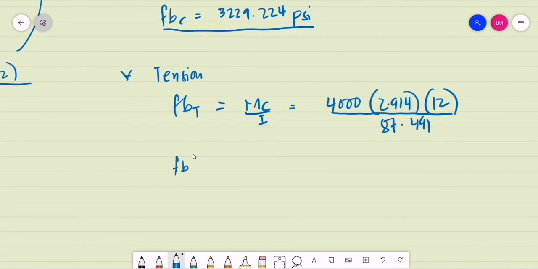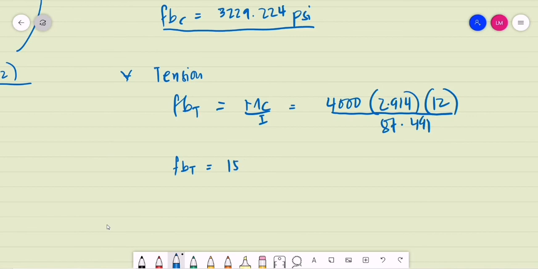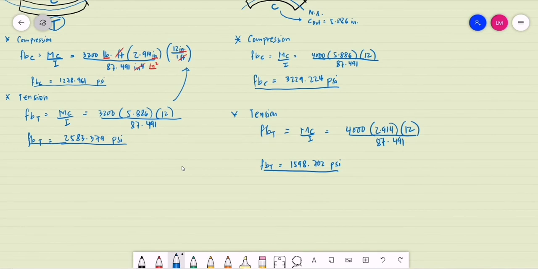This is now the bending stress for tension. Again, we are just to edit this one. We are just to replace 5.886 with 2.914. And we have that value as 1,598.702 pounds per square inch, or the PSI. So now we are looking for the maximum bending stress in compression and the maximum bending stress in tension.